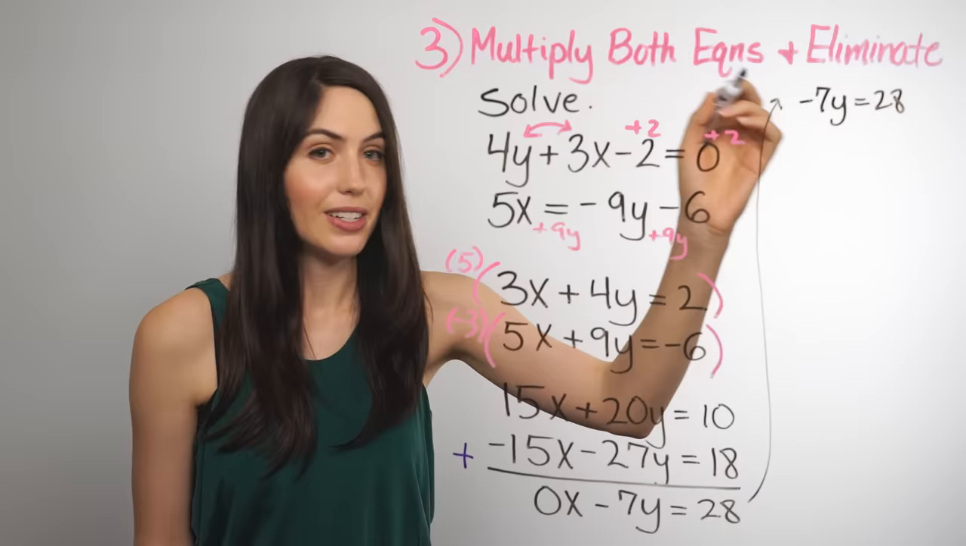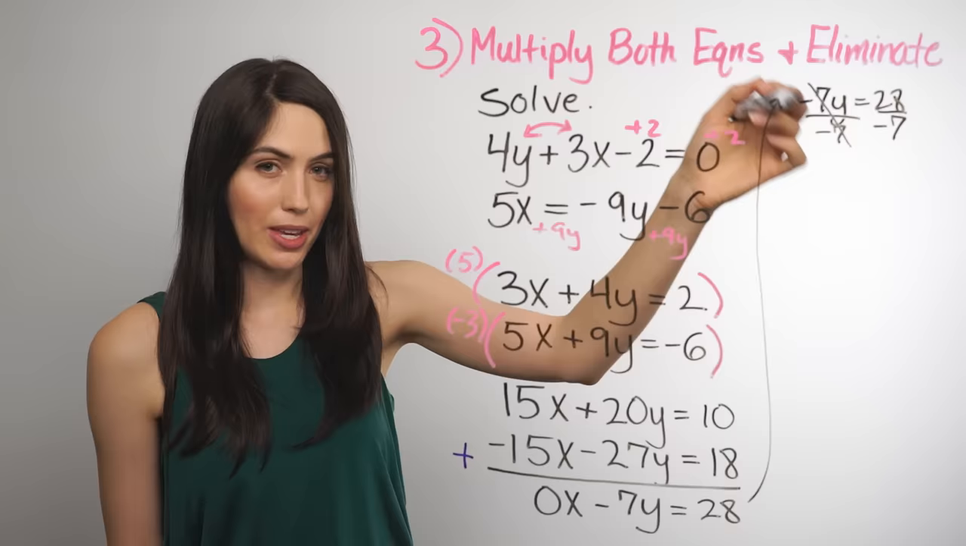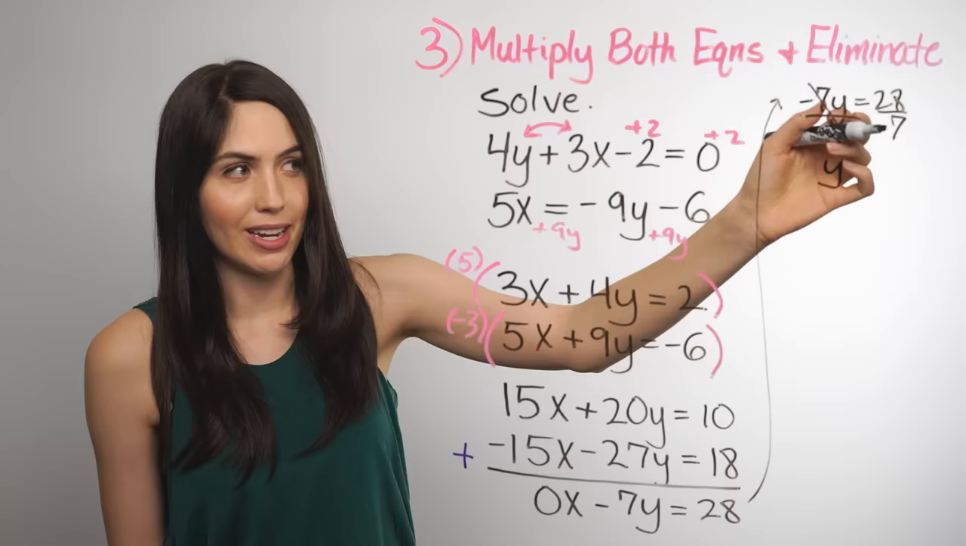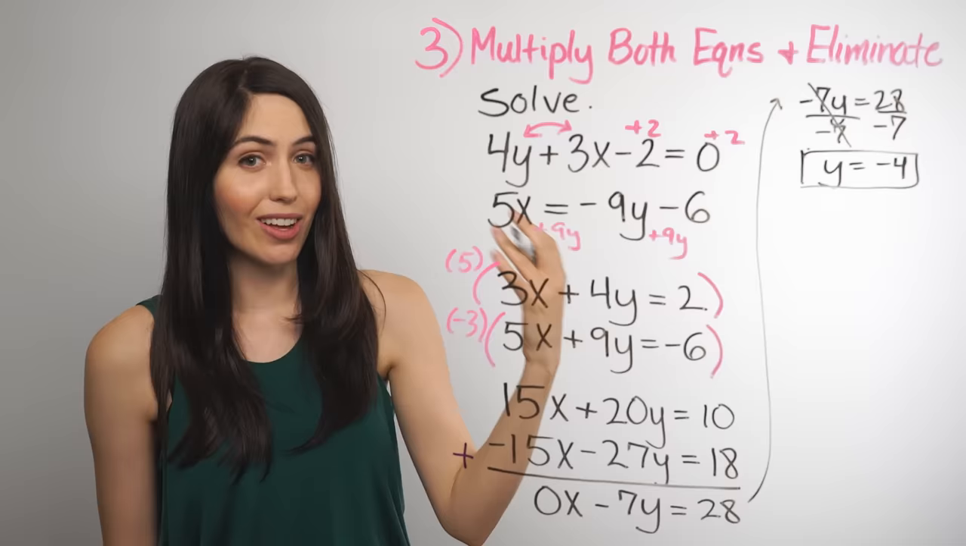Divide both sides by negative 7. And a negative divided by a negative is a positive, positive 1 in this case, so they just disappear, these negative 7s, just have positive y. And 28 divided by a negative 7 is a negative 4. Remember, you're not done. You have to find x also to have the complete solution.